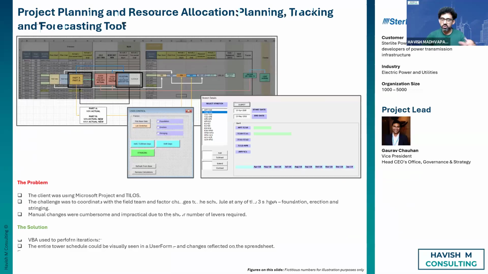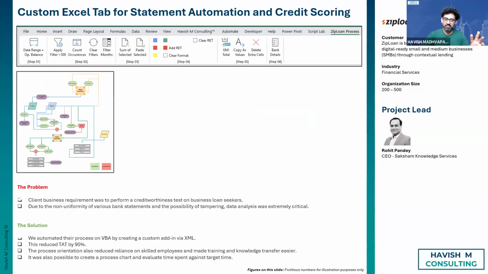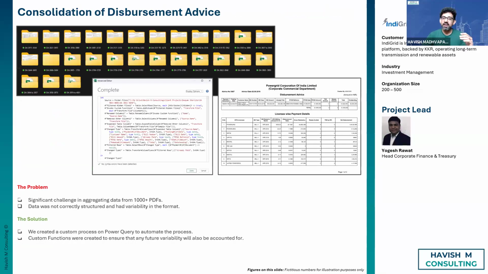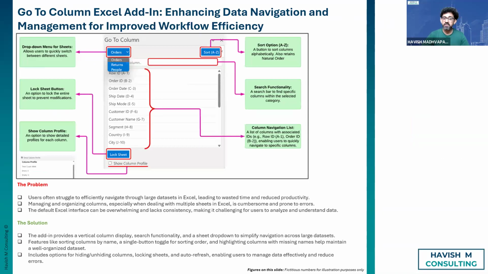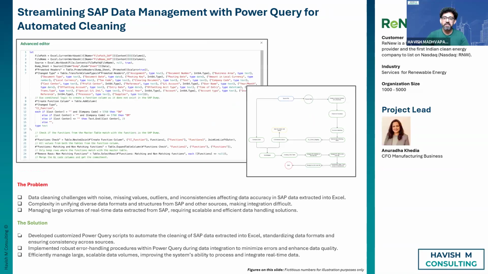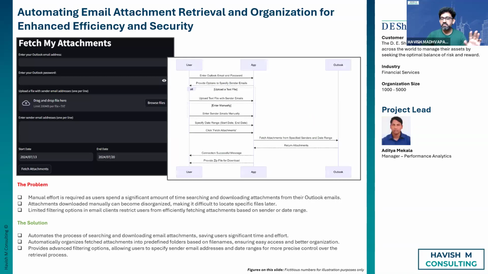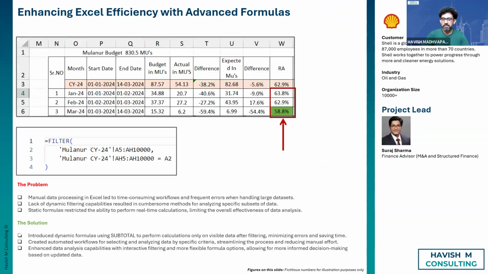And then these are different projects. I'm just going to quickly walk you through it. So there's Sterlite, automation, custom tab creation, modulisis, COGS management, Ministry of Power, consolidation of file, DShaw, financial operation. This isn't for a specific client, but we will do it eventually. This is for Radio Power. This is a SAP data management with Power Query. This is a DShaw project where we had to create an automation using Python to extract files from emails and to reply to it automatically.